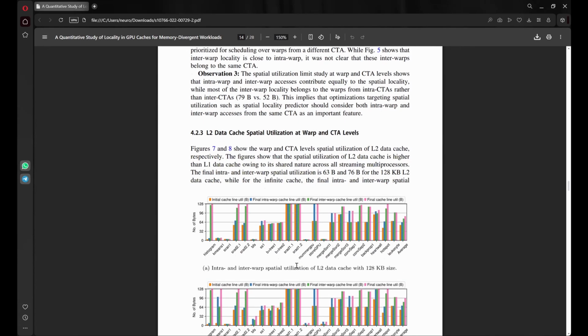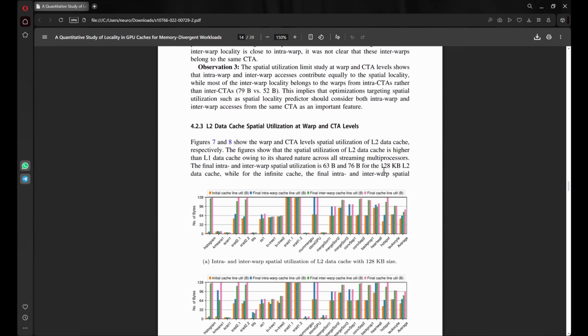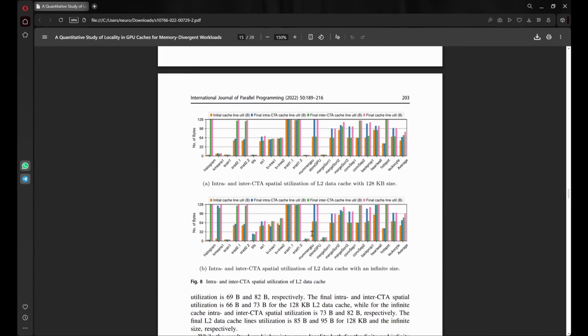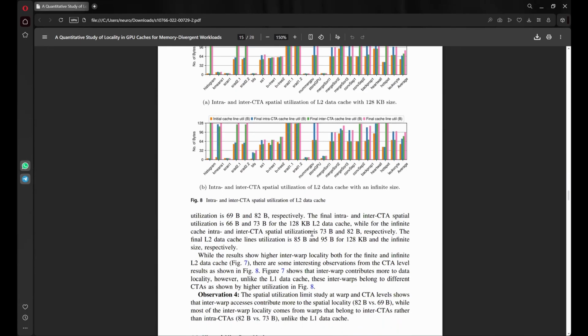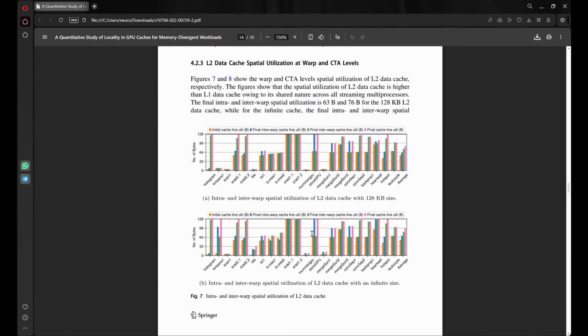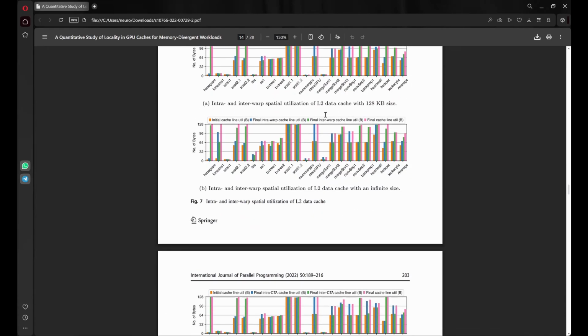And what they find here is actually kind of the opposite. The final intra and interwarp spatial utilization for the realistic 128 kilobyte L2 cache is 63 bytes and 76 bytes. But for the infinite cache, it's approximately 69 and 82 bytes. What this shows is that there's a much higher level of interwarp spatial utilization than intra-warp spatial utilization.